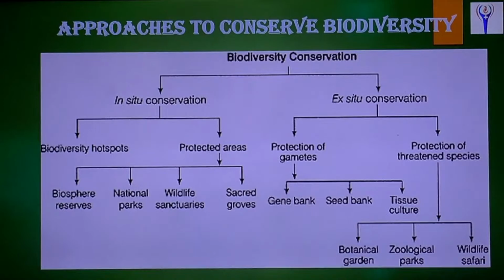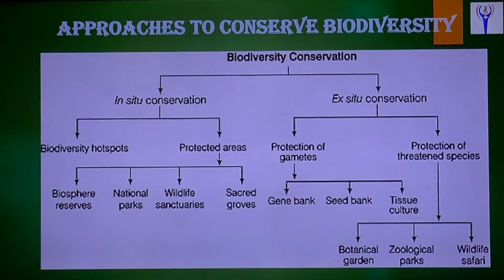And the protected areas include biosphere reserves, national parks, wildlife sanctuaries, sacred groves and so on. These sacred groves are found in the Khasi and Jaintia hills in Meghalaya, and serve as a home for a large number of rare and threatened plants. Whereas wildlife sanctuaries are treated as protected forest areas. So all those protected areas come under in situ conservation.